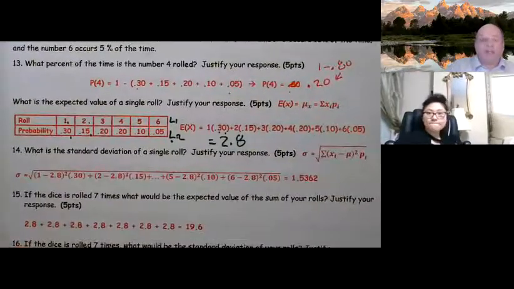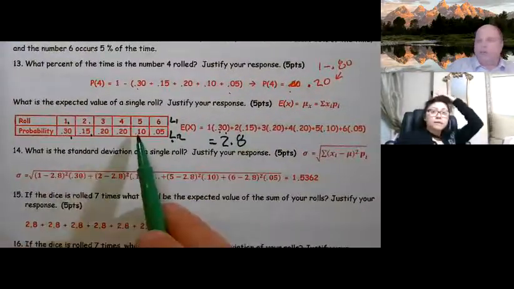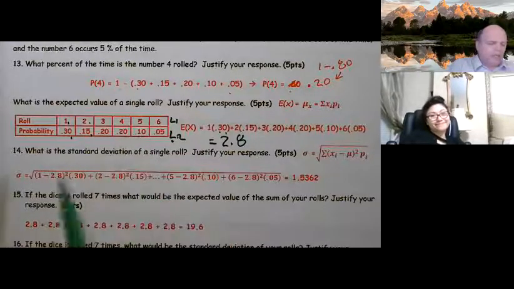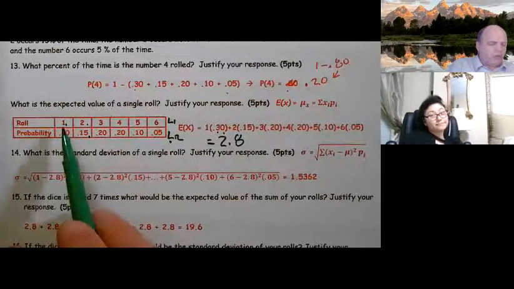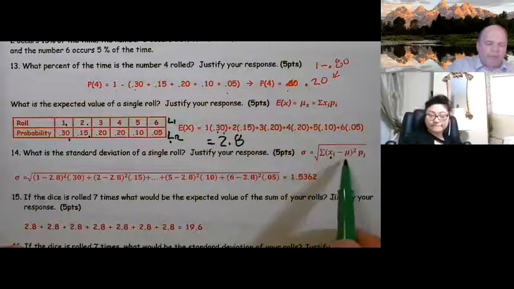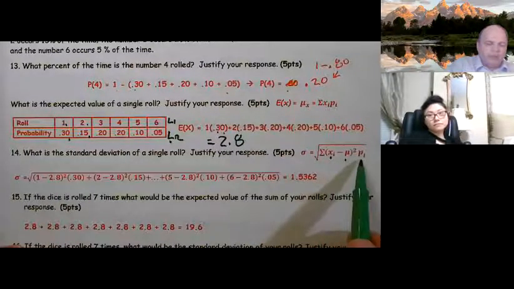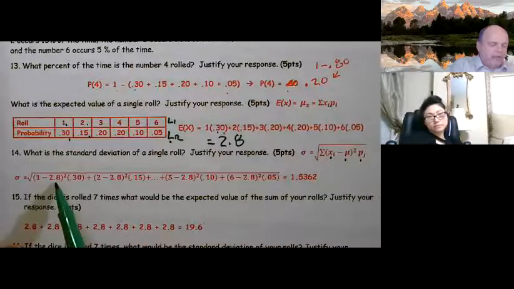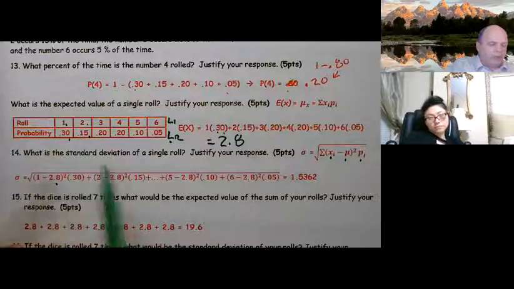Standard deviation. Well, I got the standard deviation when I plugged this in the calculator. But once again, I got to show my work. So the formula is my individual x's minus my average times the probability. My x of 1 minus my average of 2.8 times its associated probability. My x of 2 minus 2.8 times its associated probability.